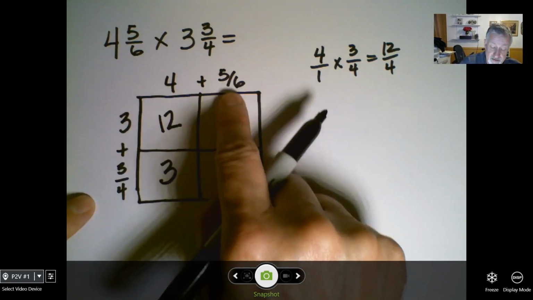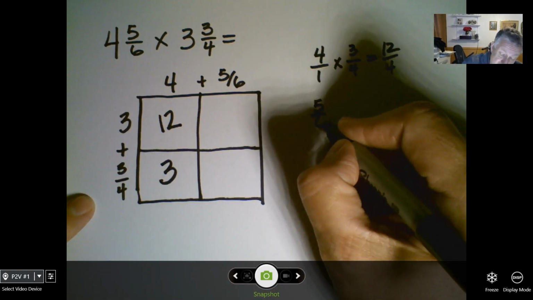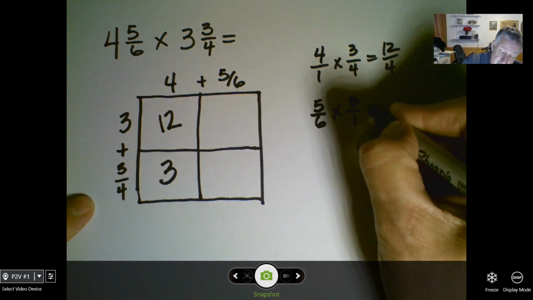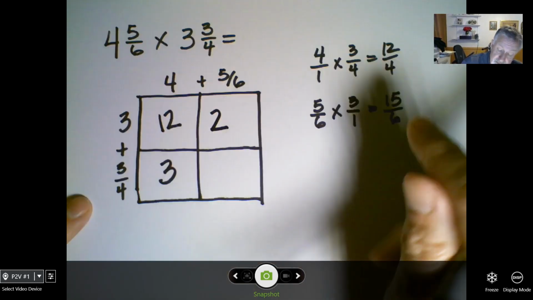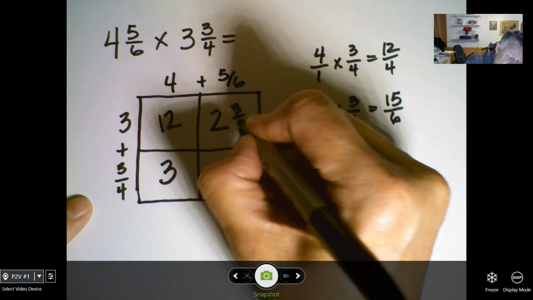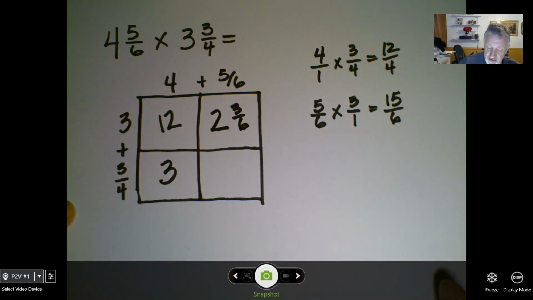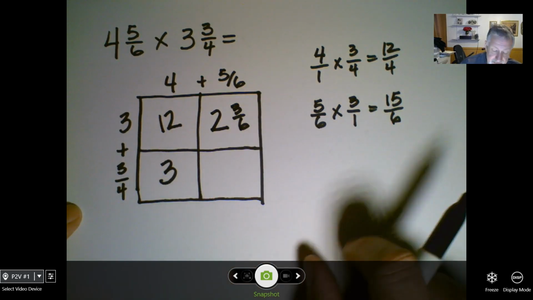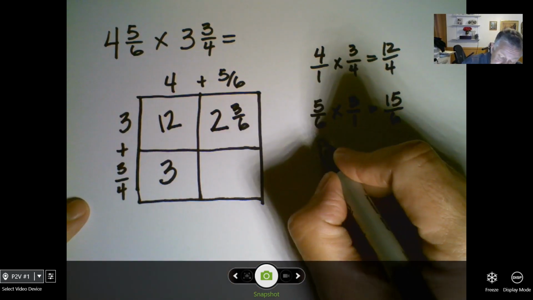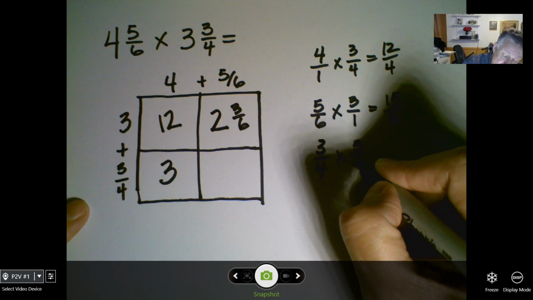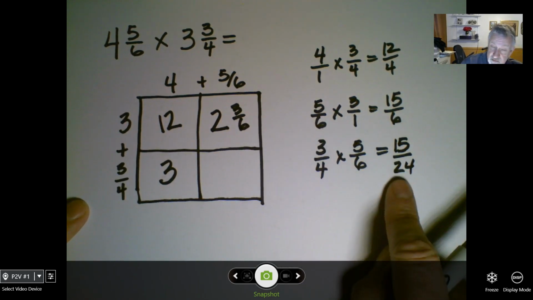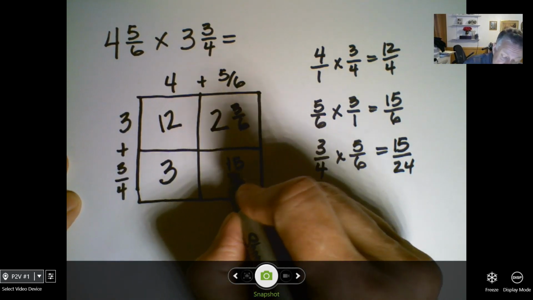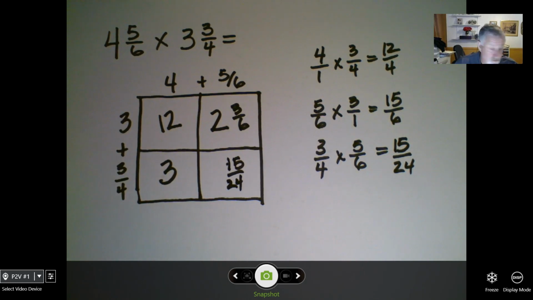Okay, this box here, 5/6 by 3. Multiply it out. 15/6. Okay, 6 goes into 15 2 times, and I have 3 left over. So that is 2 and 3/6 as a mixed number, and that just makes it easier to add up, a little less confusing if we can do that. And then the last one is 3/4 by 5/6. 3 times 5 is 15, and 4 times 6 is 24. So in this case, we've already got a proper fraction, and it is 15/24.